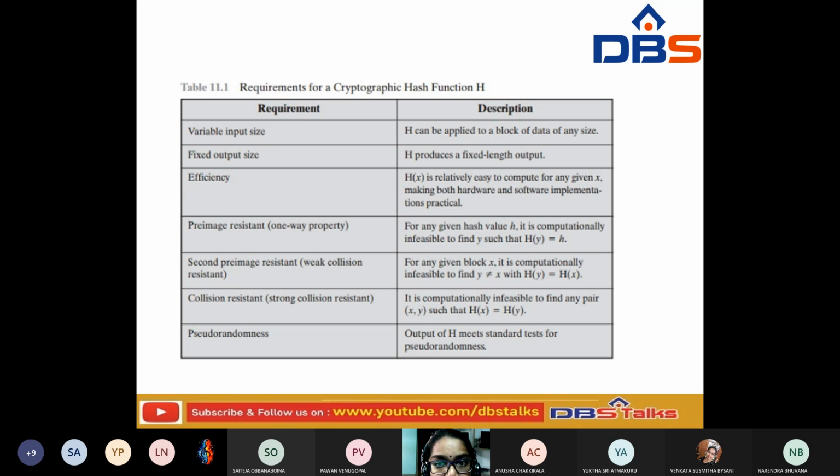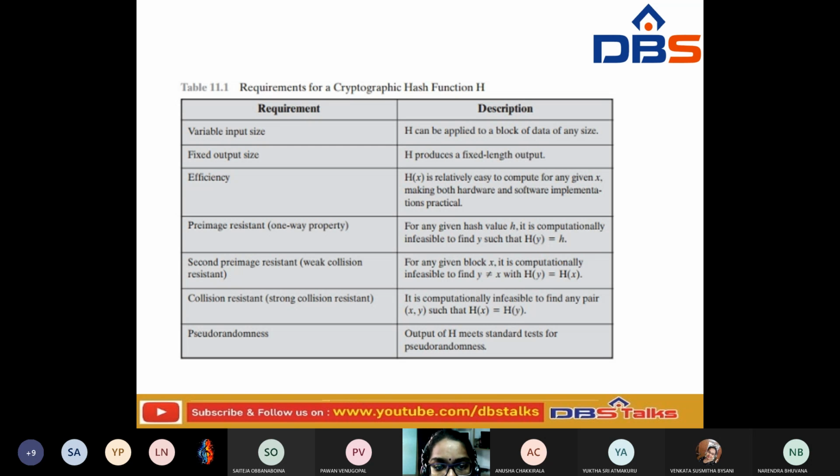See, this is the requirement and this is the description. First, variable input size: H can be applied to a block of data of any size. Second, fixed output size: H produces a fixed-length output. Third, efficiency: H of x is relatively easy to compute for any given x, making both hardware and software implementations practical.